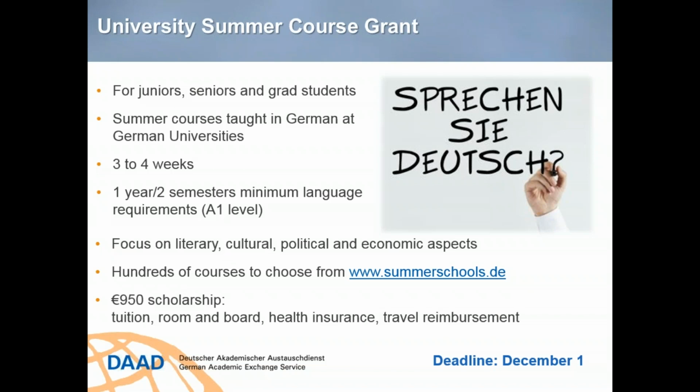Now, naturally, there are requirements for previous German knowledge. We need students to have a minimum of an A1 level and at least 4 semesters or the equivalent of university level German instruction at the time that they go. So if you've had some German in high school, it's possible you could get some credit for that and already apply for this grant in your first year.